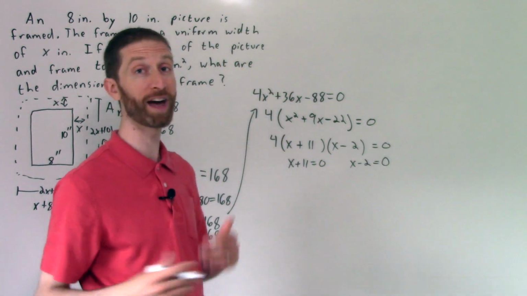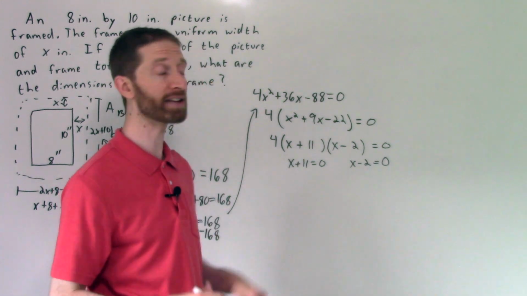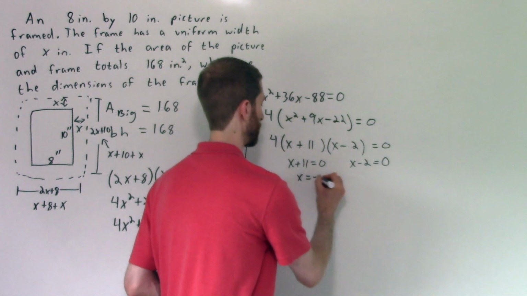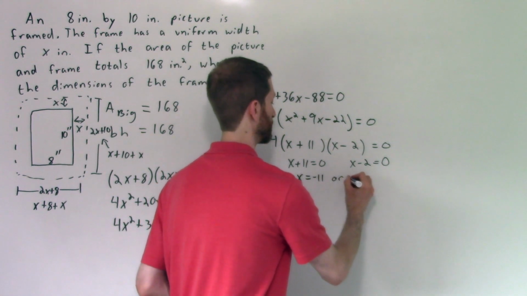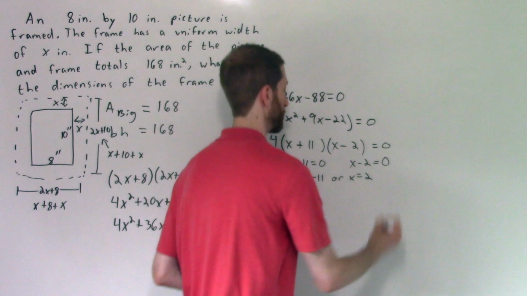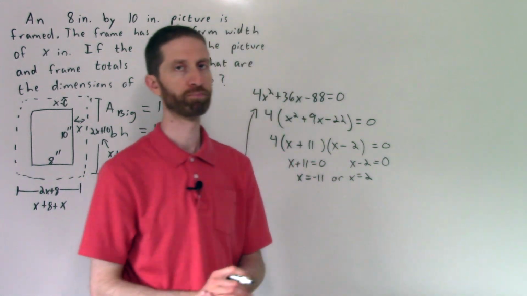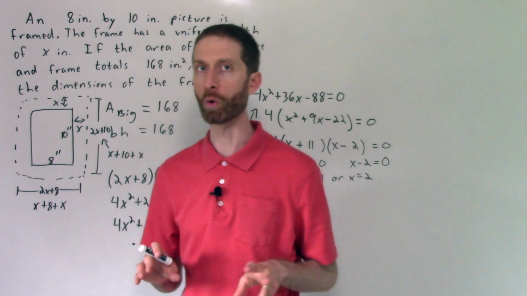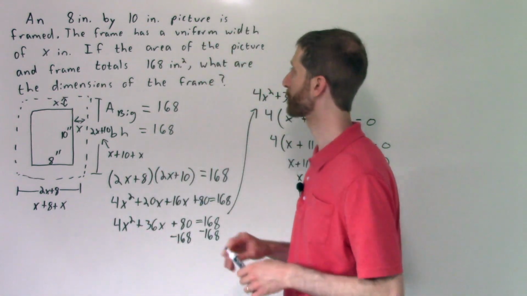And again, if you're having trouble on that, go back to a prior video in this lesson so you know how to solve it. We subtract 11 from both sides. X is negative 11, or x is 2, adding 2 to both sides. Okay, let's pause. We've got our x values. We're kind of in this algebra mode. Let's go back to the word problem and see what we're asked for.